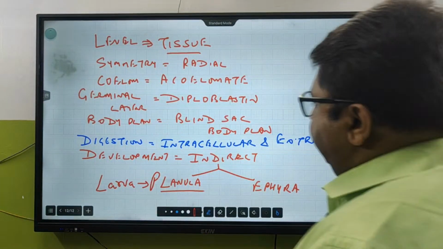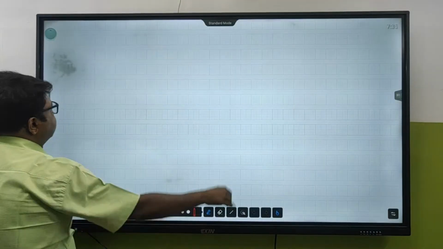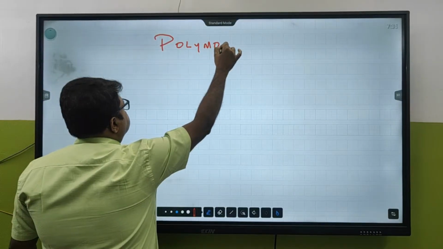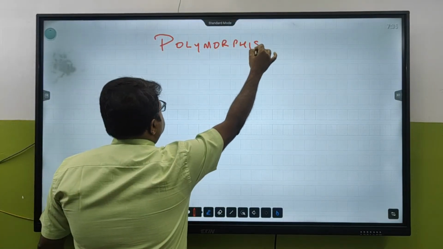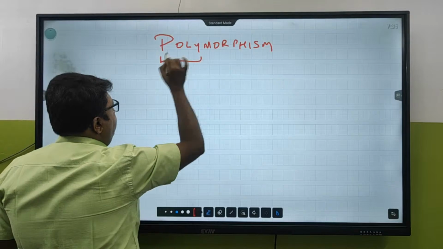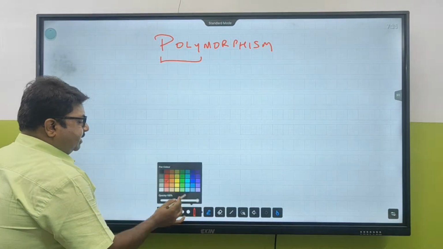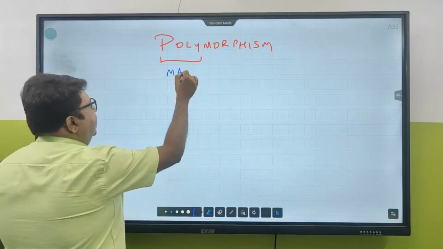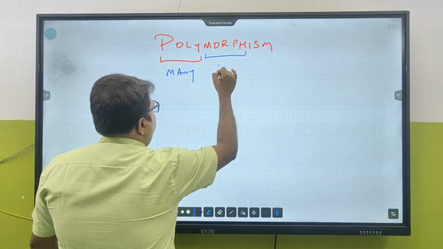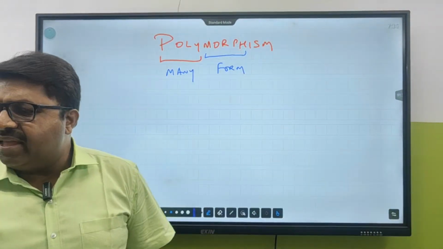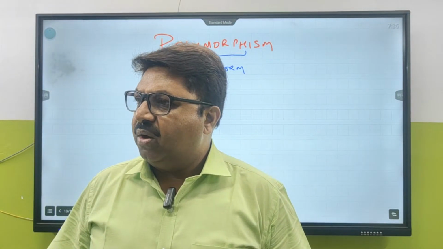Now we are getting into the most important thing, and that is their main feature. What is the main feature? They show polymorphism. What is the meaning of the term poly? Poly means many. Morph means what? Form. So they are having many forms. They can remain in many forms.